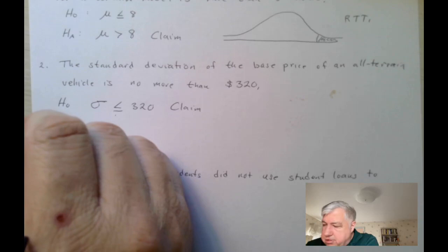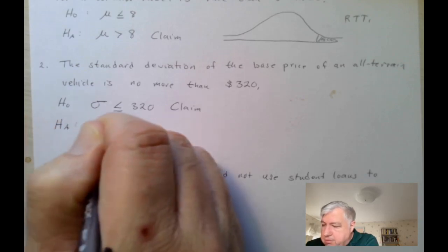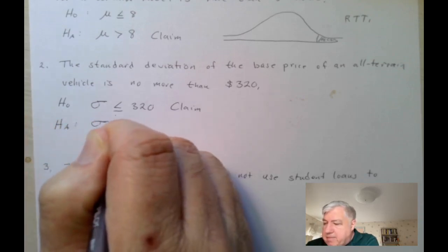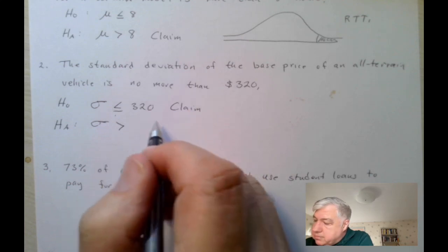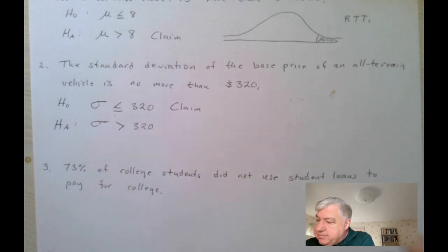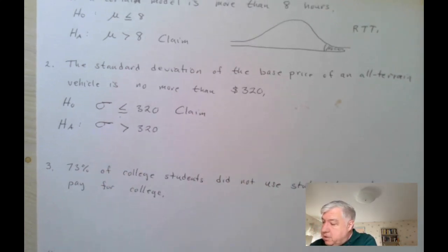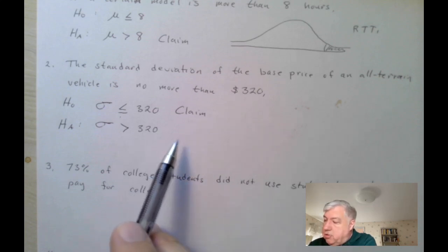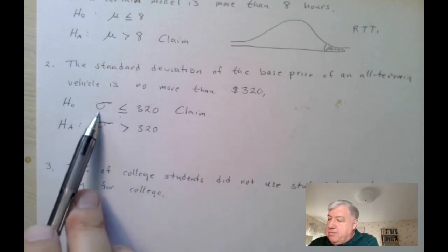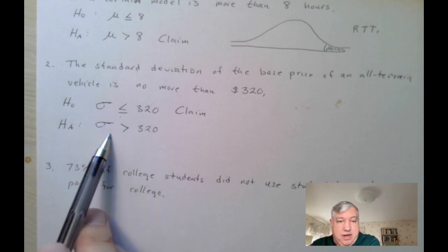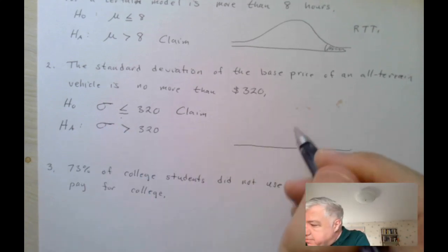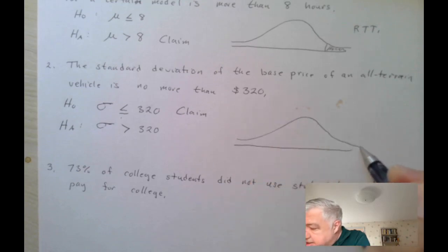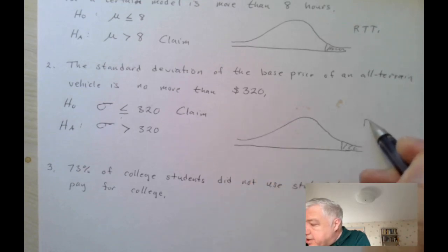And then the alternative hypothesis would be the complement of that, greater than 320. So once again, we're assuming this to be true. So the unlikely values of our test statistic would be greater than 320, so it would be on the right end. So once again, this would be a right-tailed test.